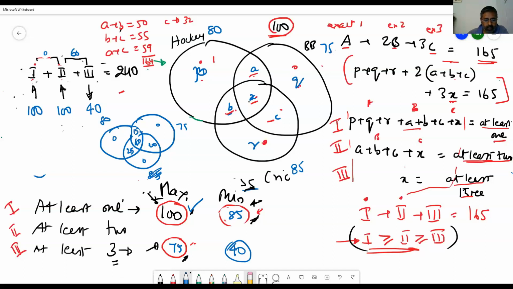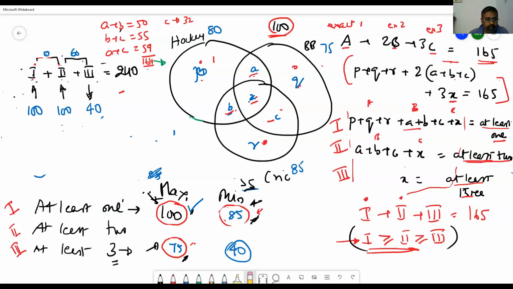Now, let's look at the other one. Let's look at exactly at least 2. So from here, what do you know? Suppose somebody asks you, what is the minimum number of people who will be exactly 1? From this, we got 0 as the minimum number of exactly 1. At least 1 is 100. At least 2 is 100. So which means exactly 1 is 0. That we got. Now let's look at at least 2, at least 2 being the maximum.